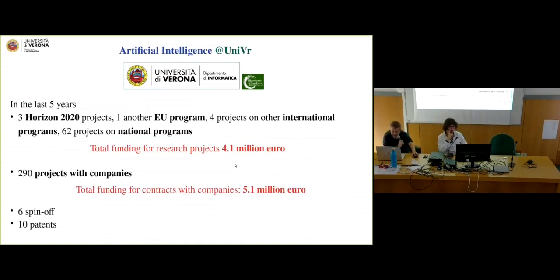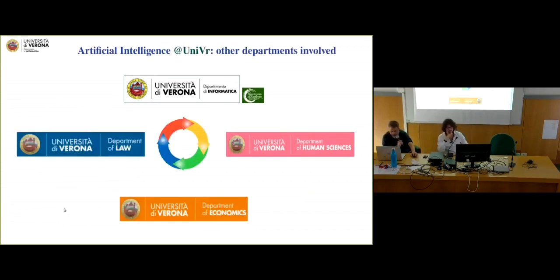Just to have a very quick overview of the department, in the last 5 years it managed to obtain about 4.1 million euros of total funding for projects like international projects and national programs, and 290 projects with companies for about 5.1 million euros. There are 6 spin-offs and 10 patents. Some of these spin-offs are also related to artificial intelligence.